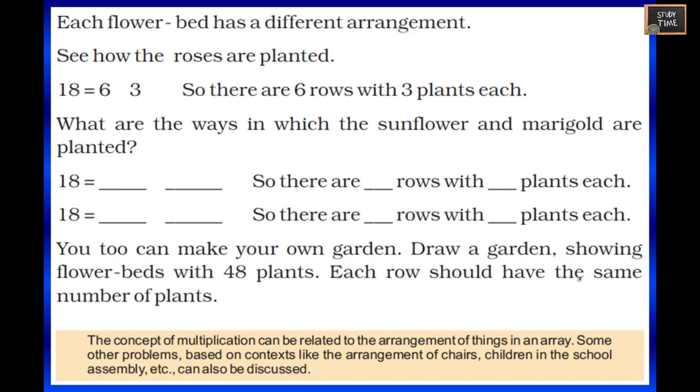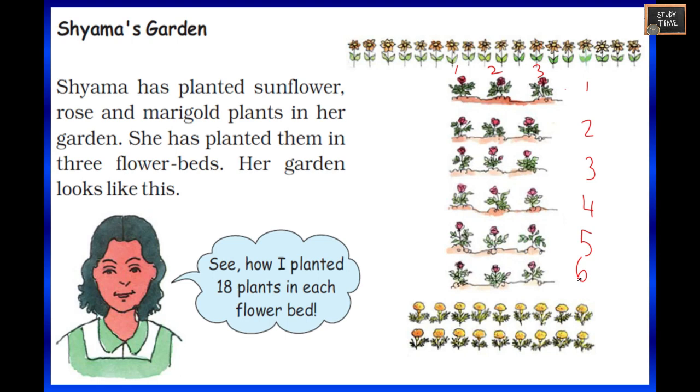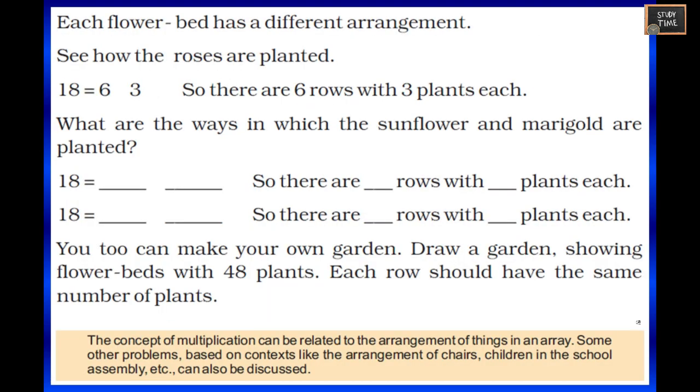What are the ways in which the sunflower and marigold are planted? So we can write 18 in different combinations. So 2 into 9. Here you can see the sunflower and marigold. So she has arranged 2 into 9. So the answer is 2 into 9. There are 2 rows in which there are 9 plants each. She can also arrange 3 rows in which there are 6 plants in each.